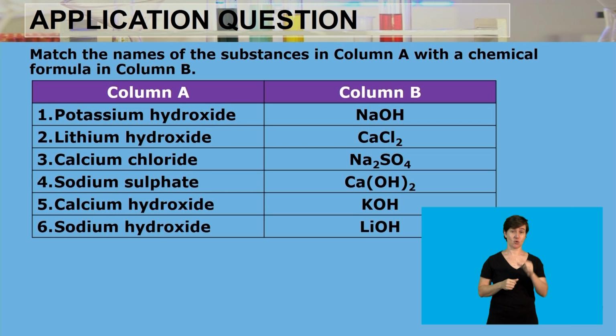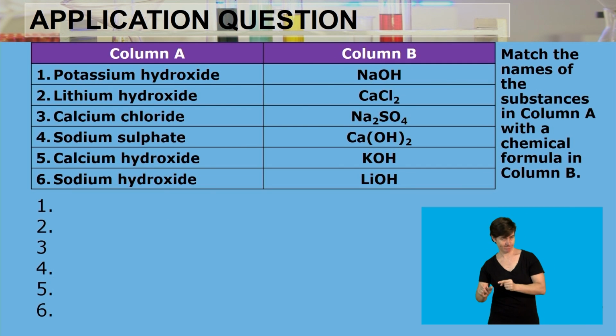So the name and the column and the chemical symbols. Starting with the potassium hydroxide, we said potassium is K, and then the hydroxide is OH. So that means number 1 is your KOH, potassium hydroxide. So that is dealt with.